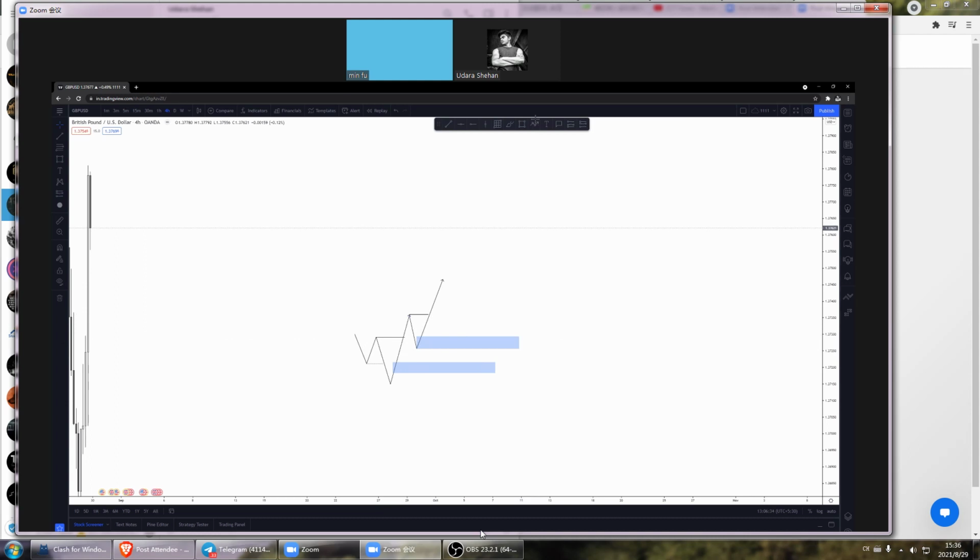Like I told you, for it to be a high probable order block, there needs to be liquidity resting above it. Now see, if you choose this order block, there is no liquidity resting above it. See that? There is no liquidity resting above it. So we have no reason to look at this order block.